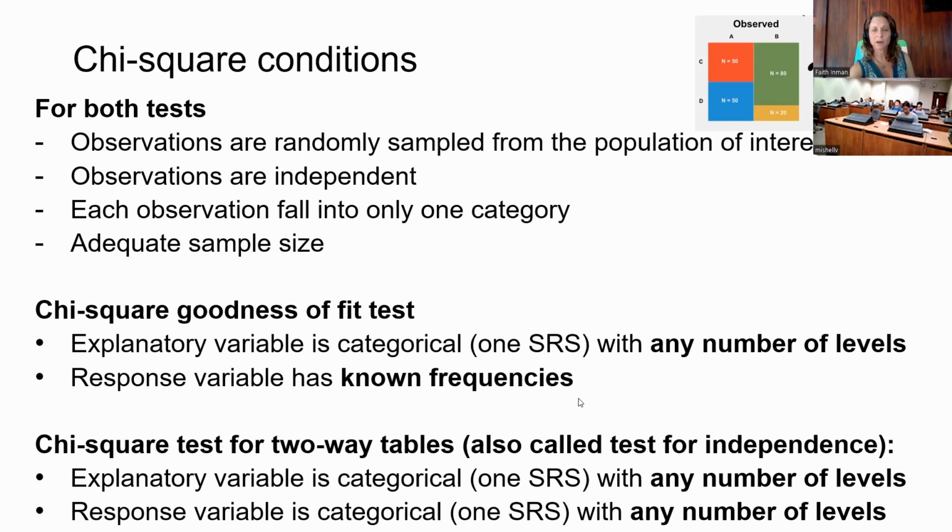There's the chi-squared goodness of fit test. And again, this is when the explanatory variable is categorical. It's a simple random sample with any number of levels. And the response variable has known frequencies. You can expect what the frequency is going to be. And in our lab on Thursday, we're going to use M&Ms.